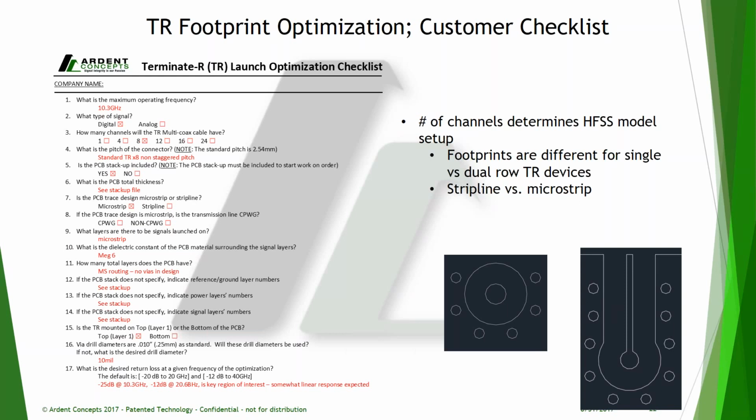One of the questions I want to point your attention to is question number 3, which asks, how many channels will the TR Multicoax have? Now, this is very important because there are some slight variations in the devices themselves between a single row device and a double row device. What I mean by that is our 8-channel device is 8 channels. A 16-channel device is 2 rows of 8. And through that question, we can determine how we're going to best set up the system for you.